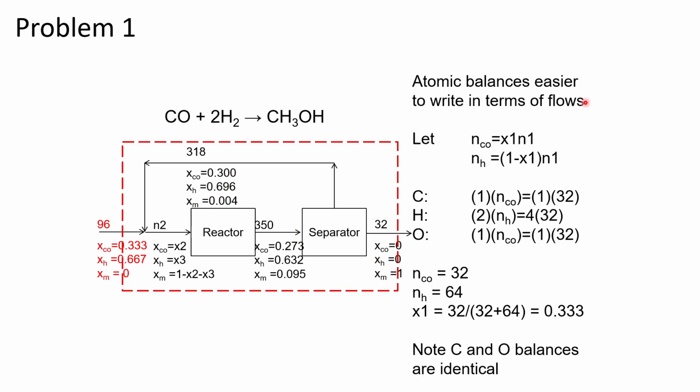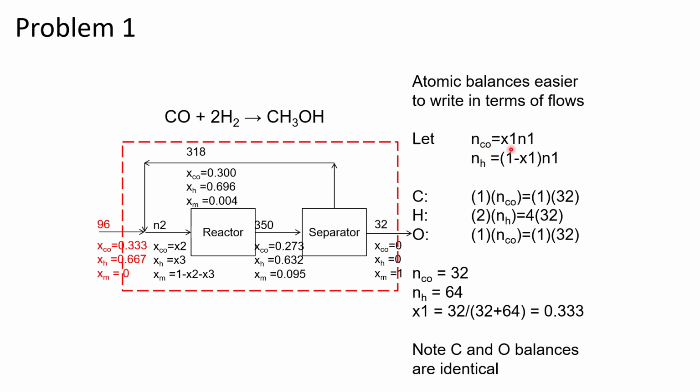Well, let's look at the overall control volume. For this overall control volume, we're going to use atomic balances. We'll write those in terms of flows instead of compositions because the problem is easier to solve that way. We can do it either way. It's just easier to solve the equations for the unknowns when it's written in terms of the flows. So we're going to let N sub CO represent the flow rate of carbon monoxide.